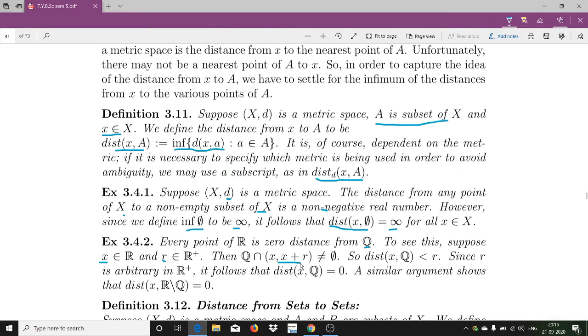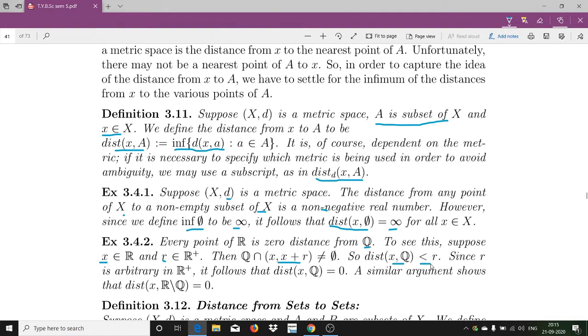But we know that this interval contains some rationals also. Therefore, there are rationals whose distance from x is less than r. Now, what will be the distance from x to the set of rationals Q? It is the infimum of all the distances from x to the rational numbers. Now, you have rationals whose distance from x is less than r. Therefore, you can say the distance from x to the set of rationals Q is less than r.